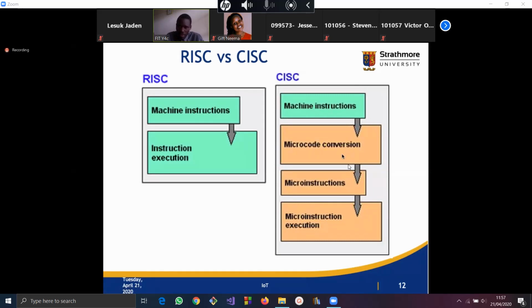So you have microcode conversion, then you have micro instructions, then you execute the micro instructions. So if you have 10 micro instructions, you'll have 10 cycles to execute just one machine instruction. Okay, so one machine instruction can be broken down into maybe 10 micro instructions. I hope it's making sense. Yeah? So that is the main difference between RISC and CISC. So I've tried to explain as low as possible, try to demonstrate so that you guys at least get it.